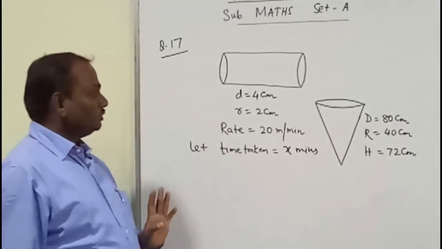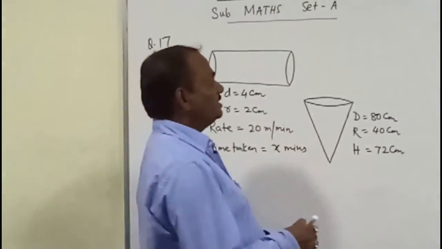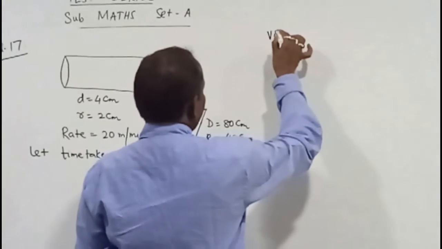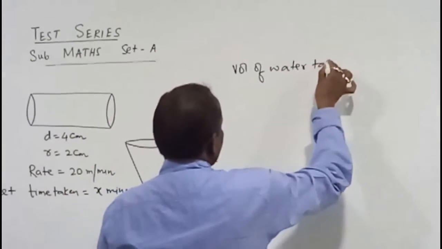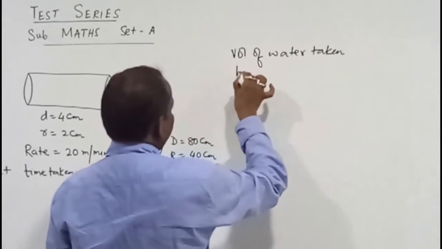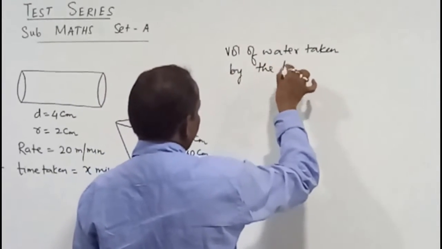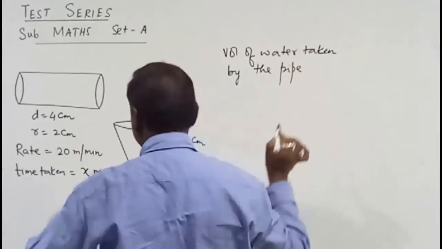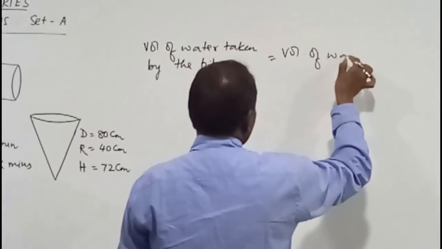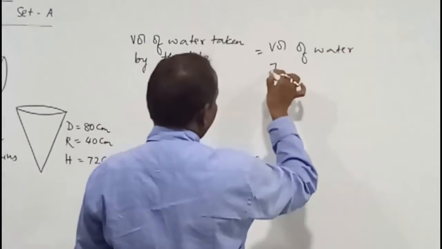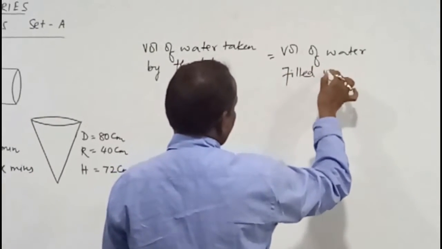Now students, we have the consideration that volume of water taken by the pipe in x minutes will be equal to volume of water filled in the cone.